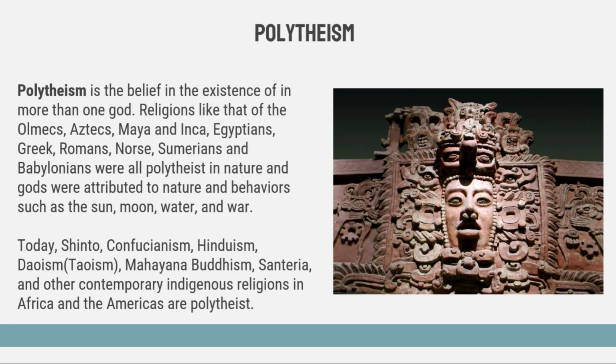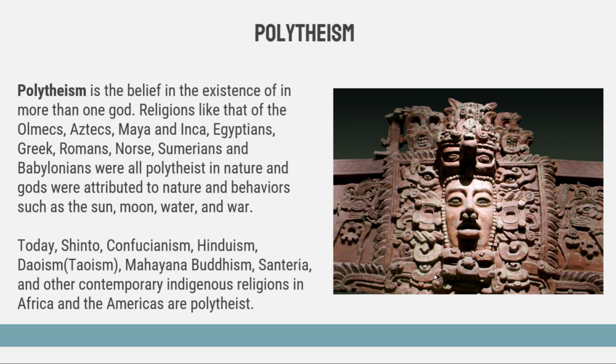Polytheism is a belief in the existence of more than one God. So there were religions like the Olmecs, the Aztecs, as you see here, the Maya, the Inca, Egyptians, Romans, Norse, the Sumerians, the Greeks. As you see here, many of those ancient civilizations were all polytheistic in their beliefs. And many of their gods or deities were attributed to some form of nature or behaviors, such as war, the sun, the moon, the water, love.